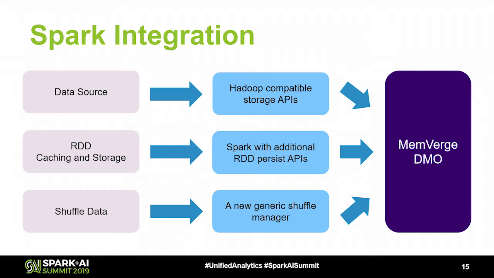And finally, we also build a remote shuffle system on top of this DMO, which is used to store and exchange shuffle data remotely. This is quite useful in the cloud environment, because in the cloud environment, typically the computation and the data are separated, and the local disk is quite limited. So this is very suitable for the cloud environment.